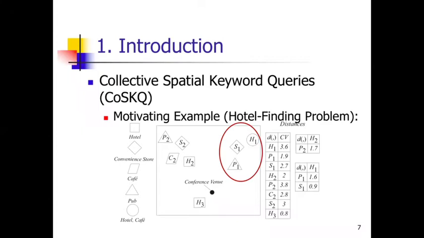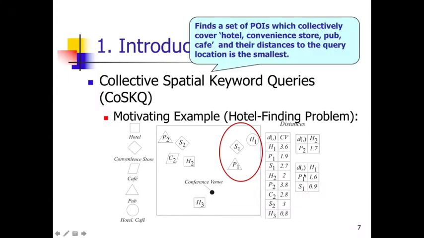Another highly related work is CoSKQ, which finds a set of points of interest which collectively cover hotel, convenience store, pub, and cafe, and whose distance to the query location is the smallest. In our case, it returns H1, S1, P1, and H1 is the object containing the keyword hotel. The problem of H1 is that H1 is far from the conference venue, which will bring inconvenience to Tom.